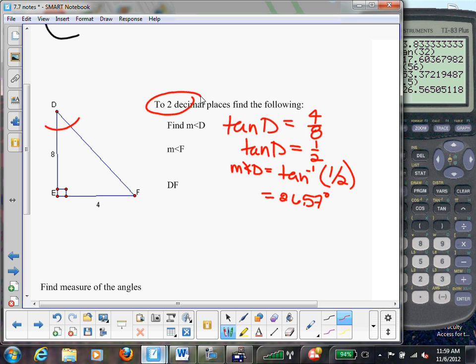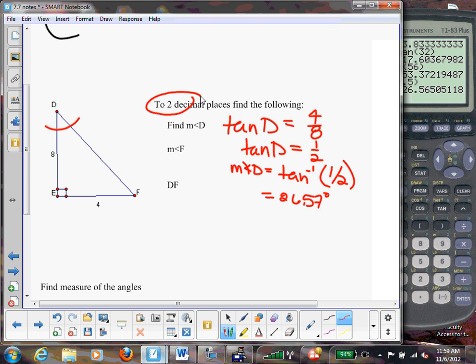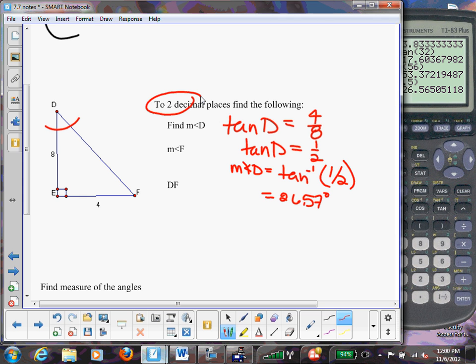How would I check myself? If you're not in degrees, go back to your mode and make sure your degrees is highlighted. Then if you didn't hit second tangent, you plugged something else in.